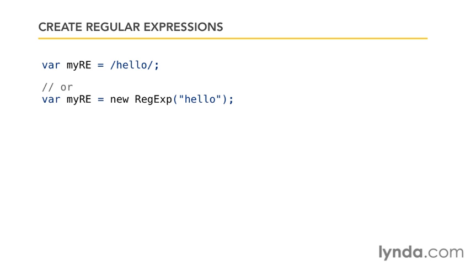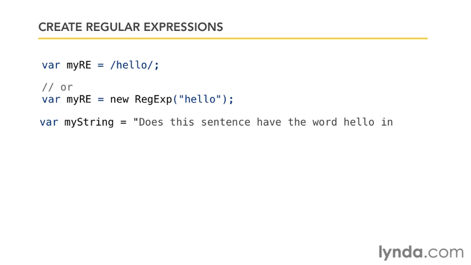So once we've created our regular expression, we then have to test it. So let's say I create a new variable called myString, and this is what I'm going to test my regular expression against. So in my if statement, I ask if myRe.test. So .test is a built-in method. Again, it's like a function that belongs to this regular expression. And I'm passing in the variable myString to say, test this, check it. Does it have the word hello in it?